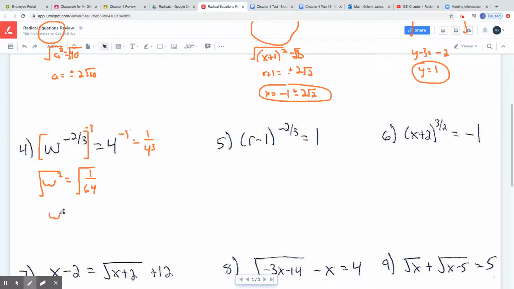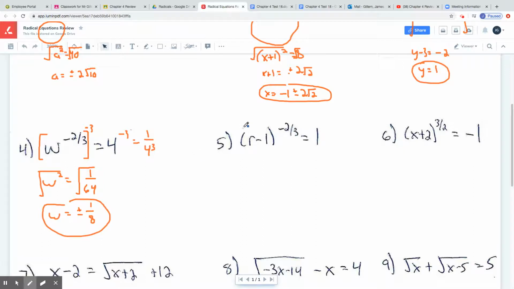So I get w equals plus or minus, because it's the square root. The square root of 1 is 1. The square root of 64 is 8. So w equals plus or minus 1/8.